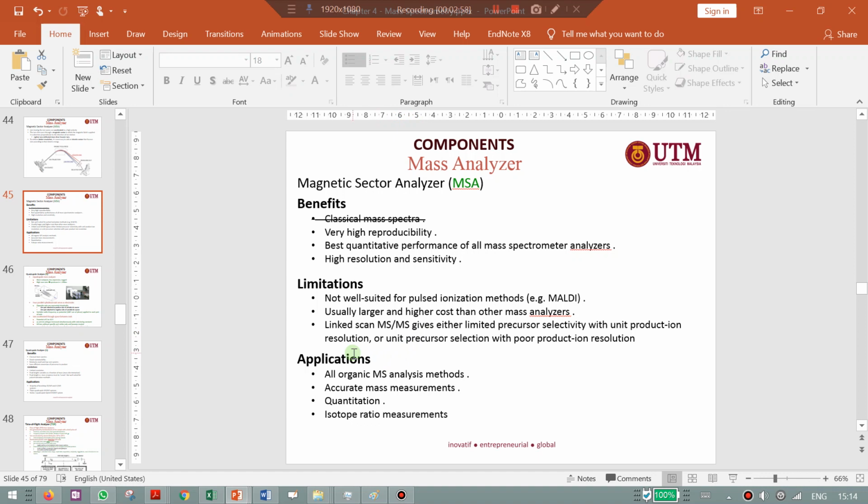Application: can analyze all organic analysis methods, accurate mass measurement, quantitation, isotope ratio measurement. Isotope ratio measurement we can look into in detail later on. Later on we will also look into MS/MS, triple quadrupole or double quadrupole. We can look into that later on.